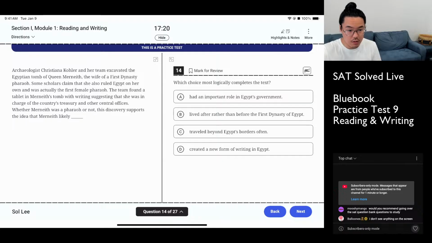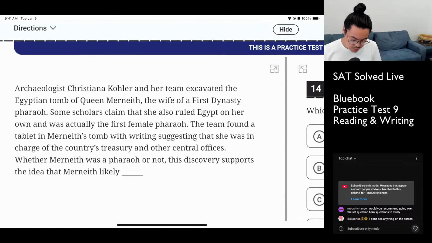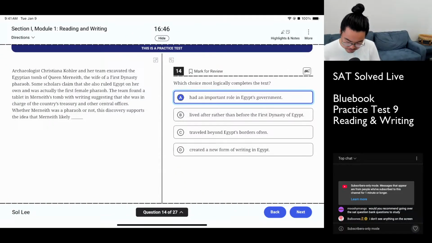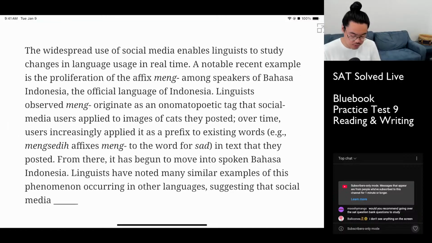Archaeologist CK and they excavated QM, who ruled on her own, the first female pharaoh. Okay, QM's tomb has a tablet with writing, treasury, and other central offices. So even if she's not a pharaoh, this supports the idea that she likely had a lot of responsibility. Yep, that is A. Okay. By the way, that was my first time ever seeing that question.